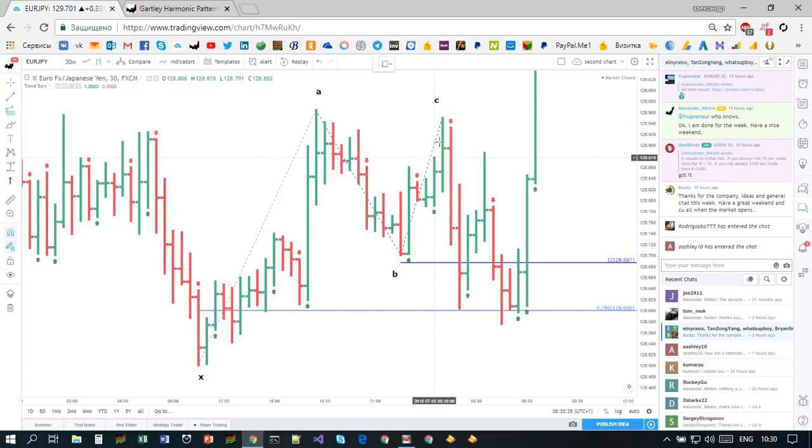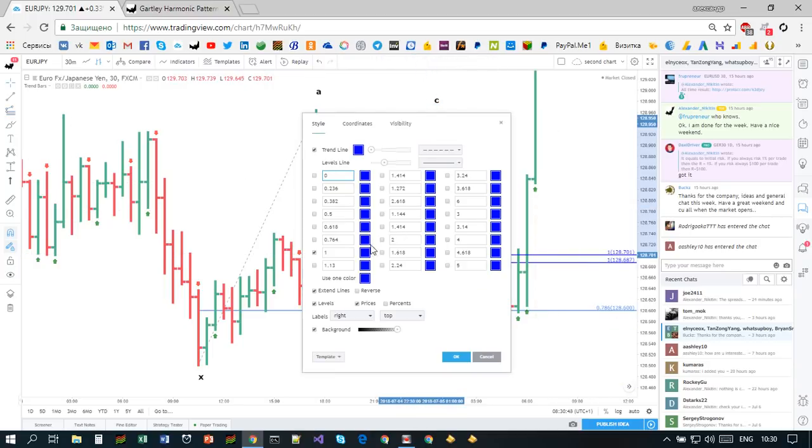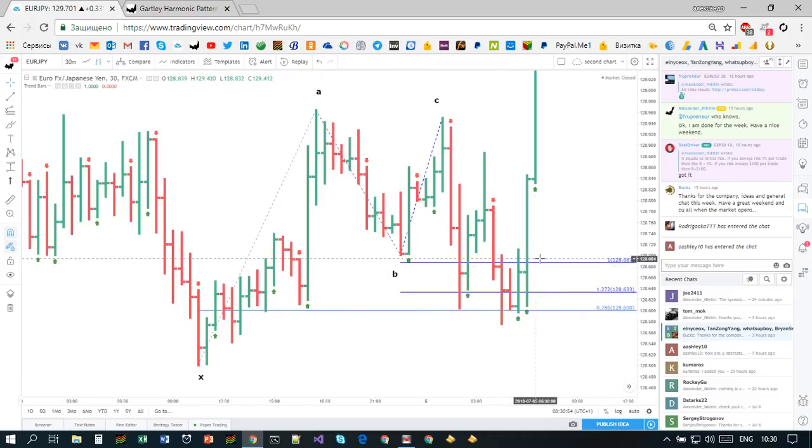Okay, we should use 1.27 B to C inversion. How do we draw inversions? We take this trend-based tool. Again, we click on C, we click on B, and we click on C back. And then we need to enable 1.27 B to C. So now you see this? We have 3 lines, 1, 2, and 3. And all these 3 lines constitute a potential reversal zone.